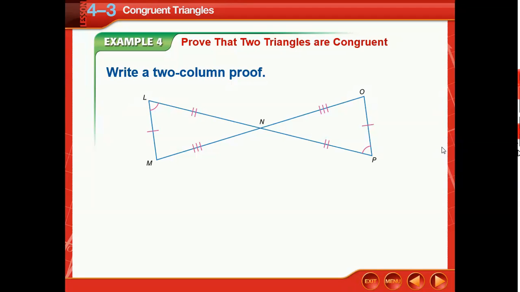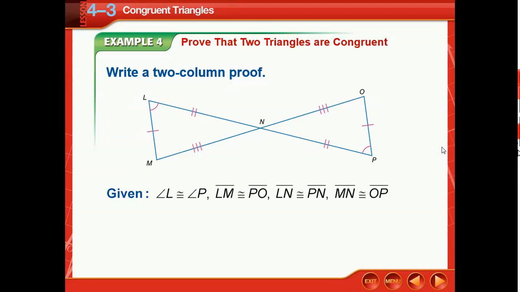You're going to have to prove to me that each corresponding side is congruent to one another, and each corresponding angle is congruent to one another. So here's what's given. We're given all that stuff up there that's marked in the diagram. So angle L is congruent to angle P. They have equal measures, whatever they are. Side LM is congruent to side PO. So there's LM and PO. That's why they have 1 mark on them, because those two are uniquely equal to each other.